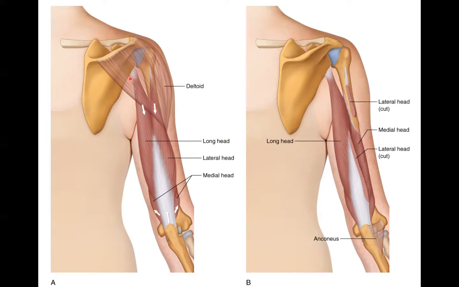Triceps brachii has origin points on the scapula at the infraglenoid tubercle and on the shaft of the humerus for the long and the lateral heads, or the lateral and the medial heads. The long head is what separates teres minor and teres major. All three of these origins converge on a single insertion point on the olecranon of the ulna.